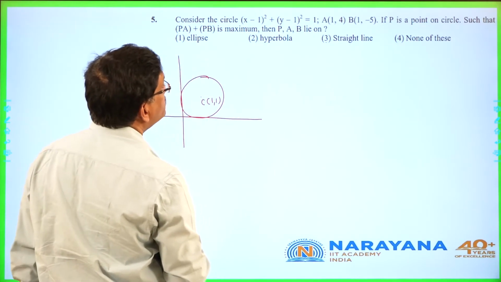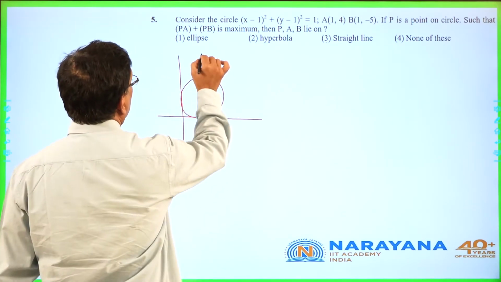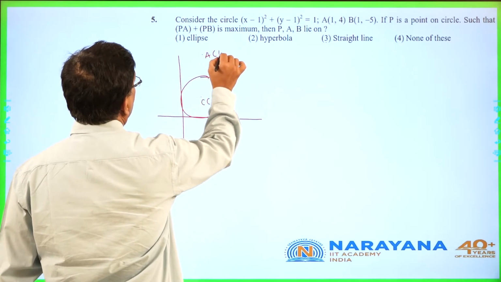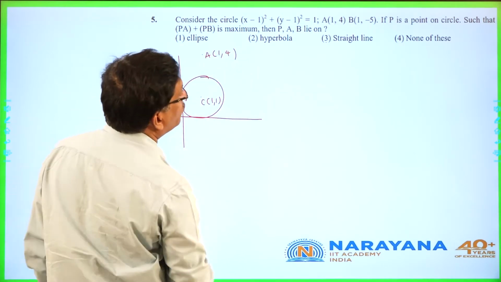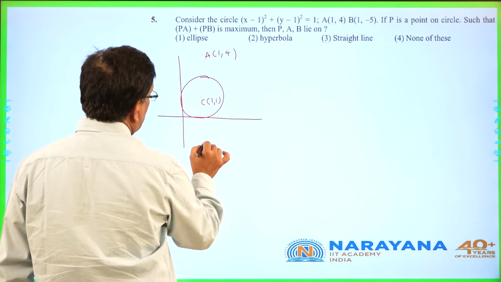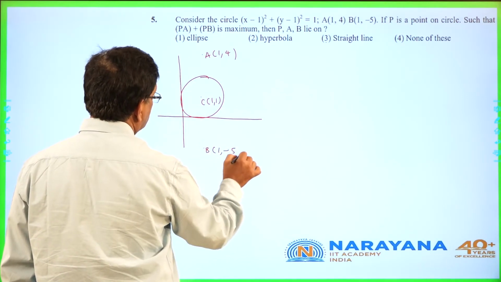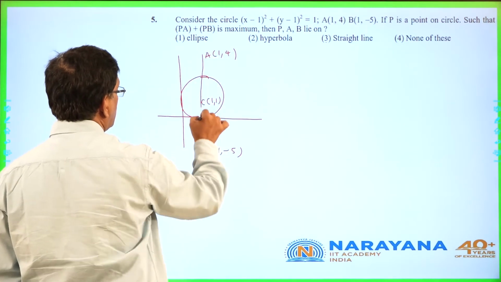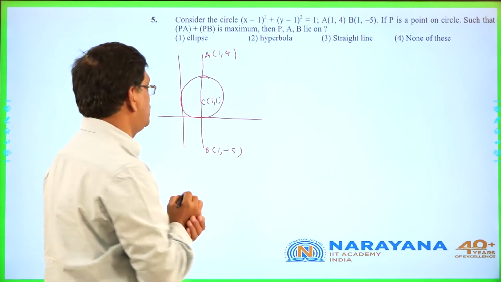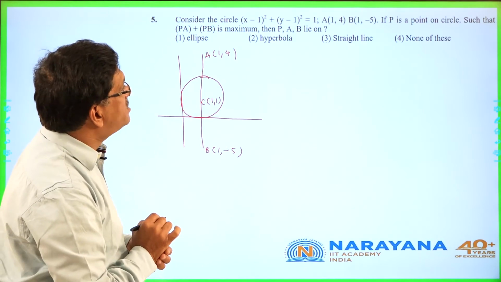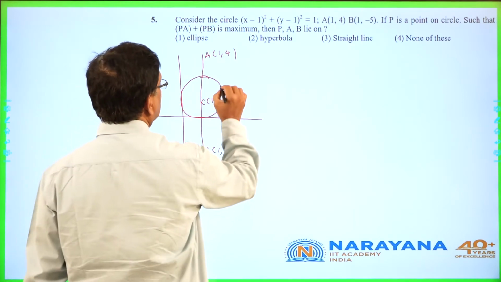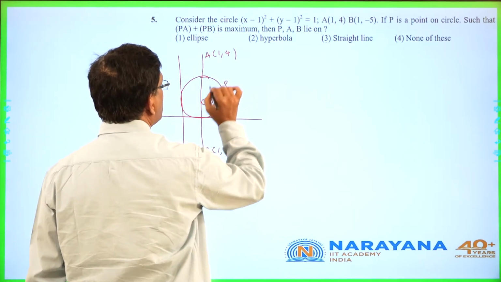And A is a point (1, 4) somewhere. B is a point (1, -5). So AB is a straight line, right? P is a point on the circle. He has given P is a point.